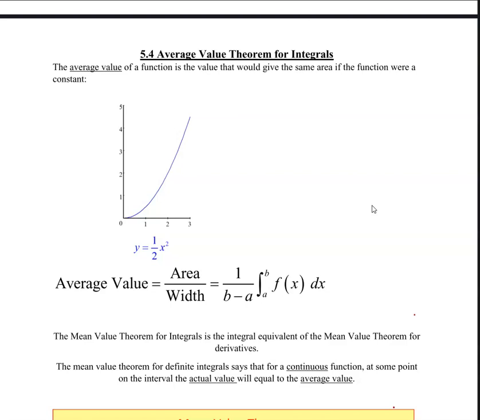So the average value of a function is the value that would give us the same area if the function were a constant. So in other words, if I take a look at this function, y equals 1/2 x squared, and let's suppose that I wanted to look at the integral of the function 1/2 x squared dx from 0 to 3. Let's just start with that. So visually, of course, we know that that would be the area under the curve between 0 and 3 in that first quadrant.